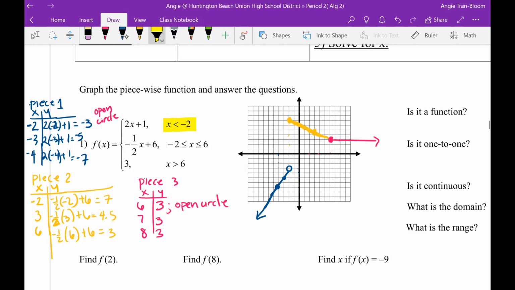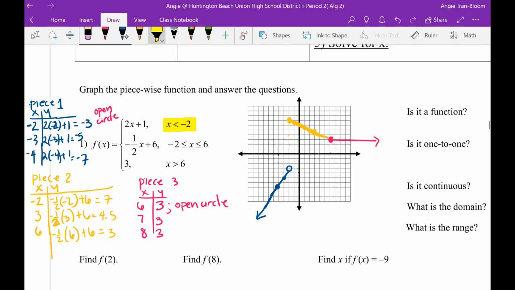Okay, anyone else with questions? Yes, I have just one quick question. The third piece, figuring out where to start it, did you get that from the second equation that was given? Right here? Yeah, x is greater than 6. Is that 6 where you start? Correct. But because this doesn't have an equal sign, that's why we have an open circle. Same thing with this. Notice how we have negative 2 here as well? Because there's not an equal sign here, that's why we also wrote open.